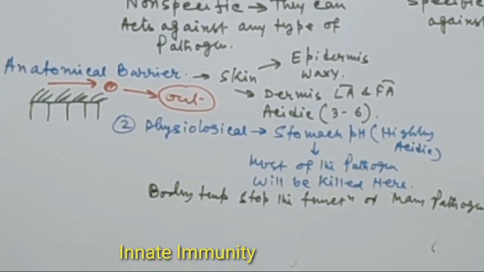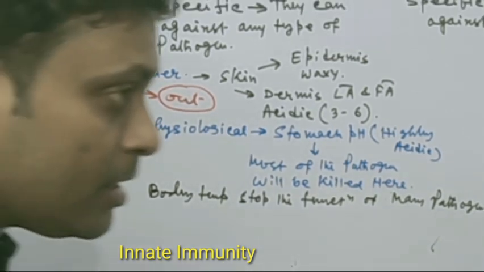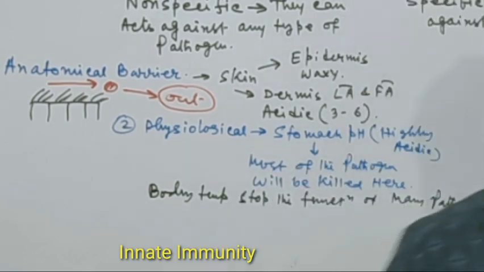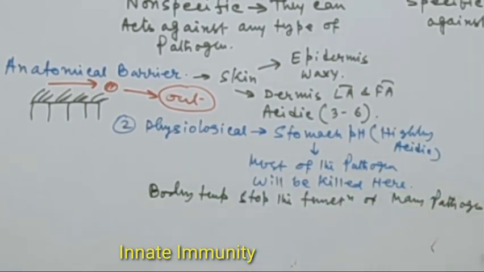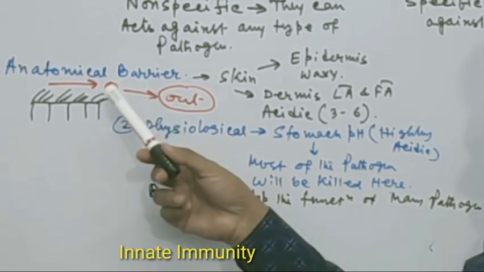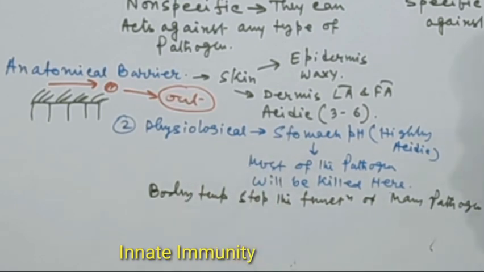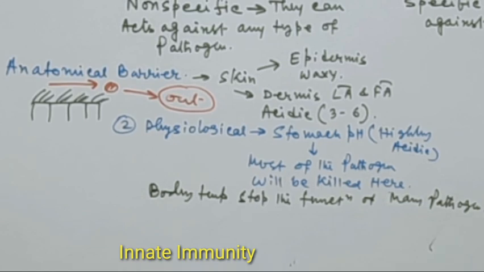So the skin acts as the anatomical barrier, and apart from this, our urogenital system, our digestive system, and our respiratory system contain many ciliated epithelial cells, and these sweep away the pathogen to the outside of the body. For the physiological barrier, the stomach pH is a highly acidic medium where most of the pathogens will be killed, and our normal body temperature will also kill many pathogens.